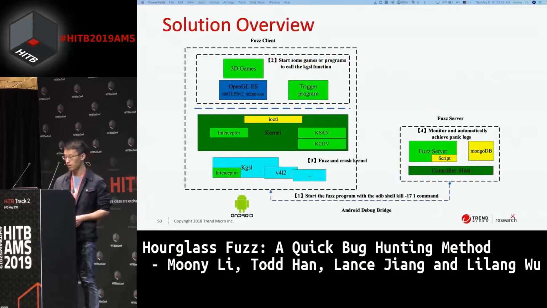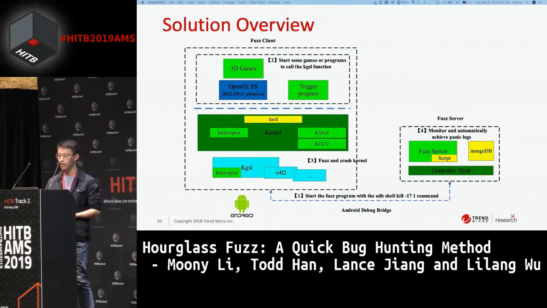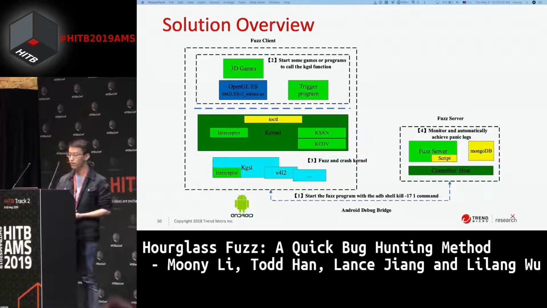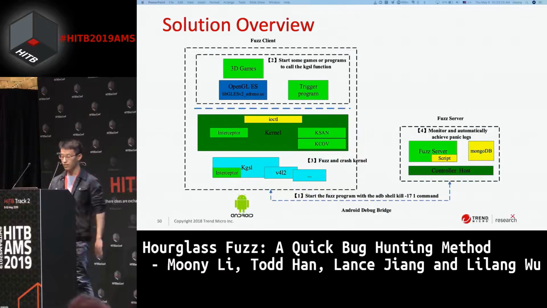The whole kernel space fuzz framework is shown in the figure. It uses the CS mode, communicating through the Android Debug Bridge. The whole process is divided into 4 steps. Firstly, start the fuzz program with the ADB issue kill 17.1.